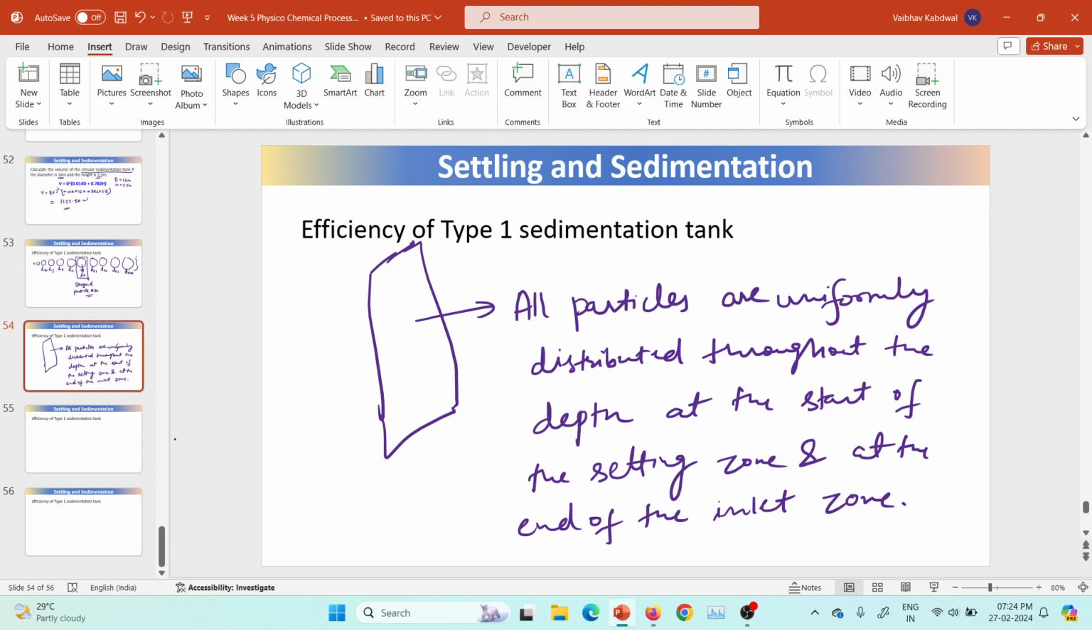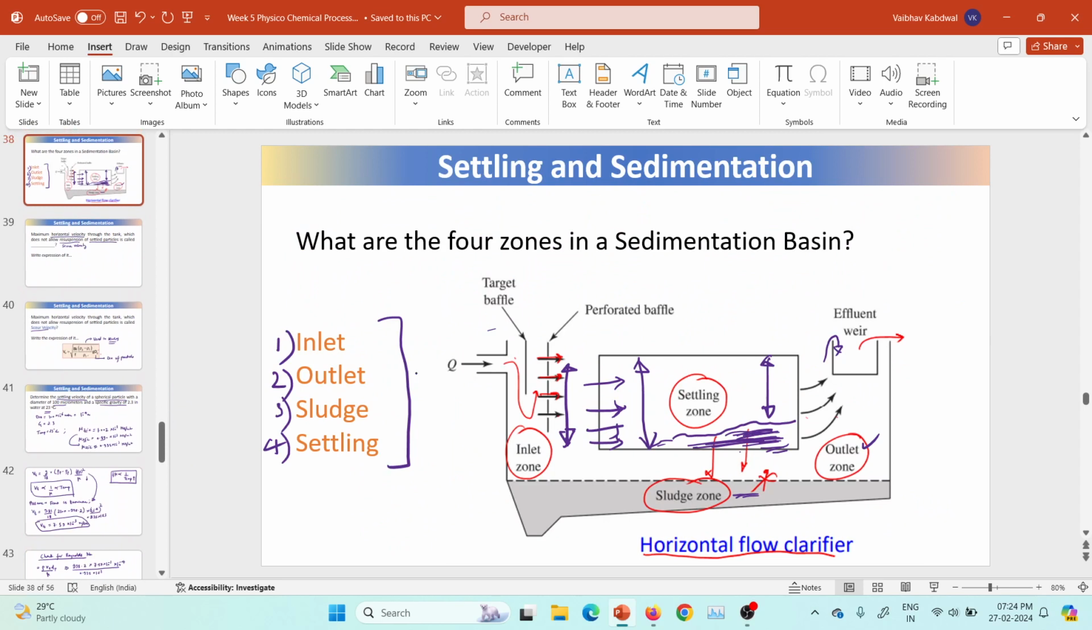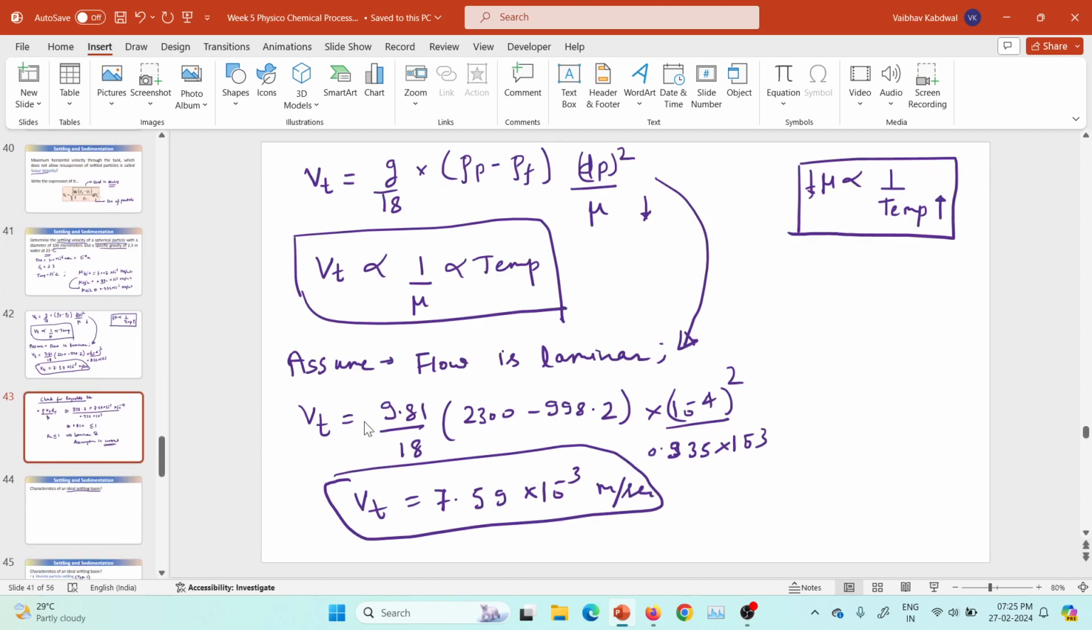Okay, here if we see this, at the end of the inlet zone, so this is the end of the inlet zone and the start of the settling zone. So here all the particles will be uniformly distributed. So in this zone only, a very limited part, all particles will be uniformly distributed. So this is an assumption. In practical reality, it may not be the case, but in this zone, all the particles are present at different height intervals. This is our assumption.